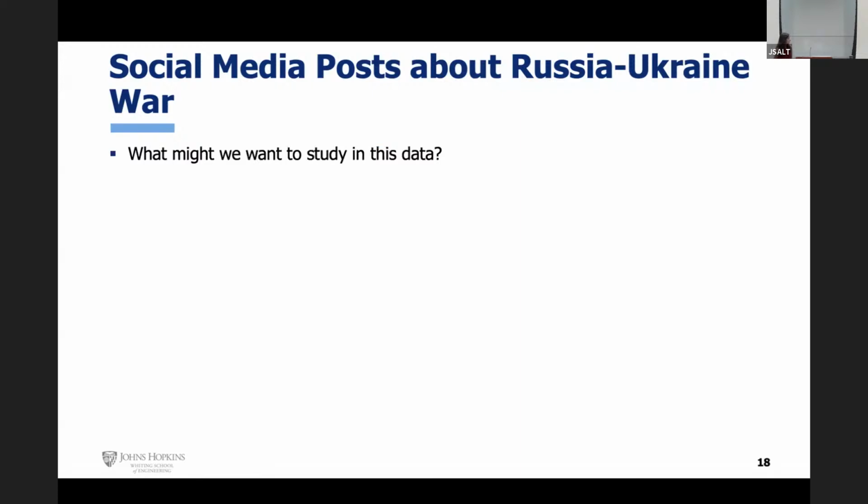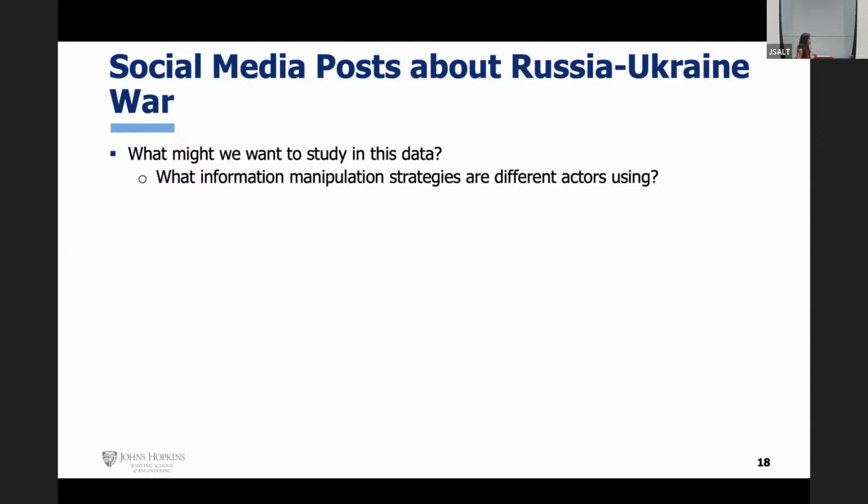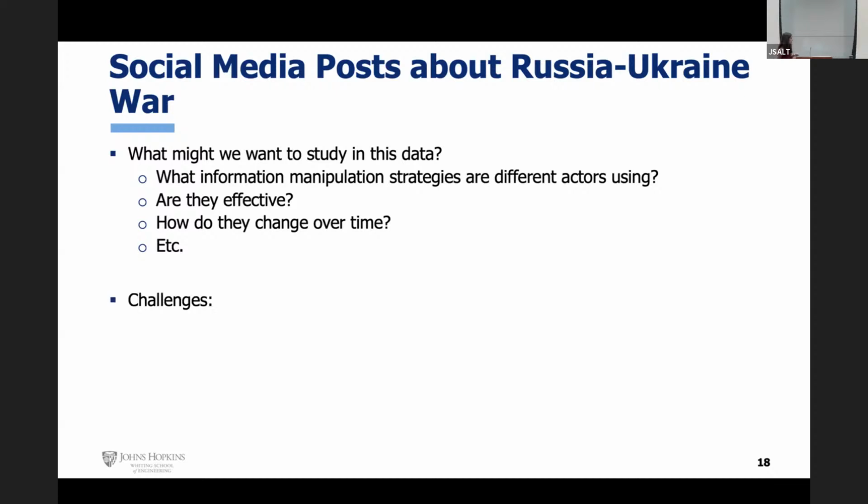Okay, so we collect some data, and the question here that we can start with is what might we want to study in this data? For the previous project, we drew this from existing social theory. We could do that here as well. But if we think broadly, what were we interested in? We're probably interested in what kind of information manipulation strategies different actors might be using in these events. We probably want to know if they're effective. Maybe we want to know how they change over time. I'm sure we could come up with a lot of different research questions that we want to ask here.